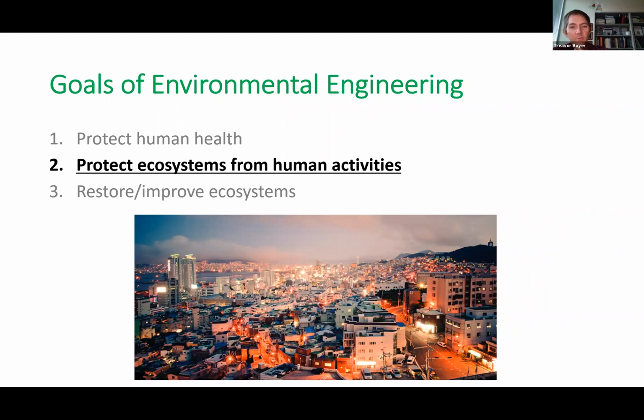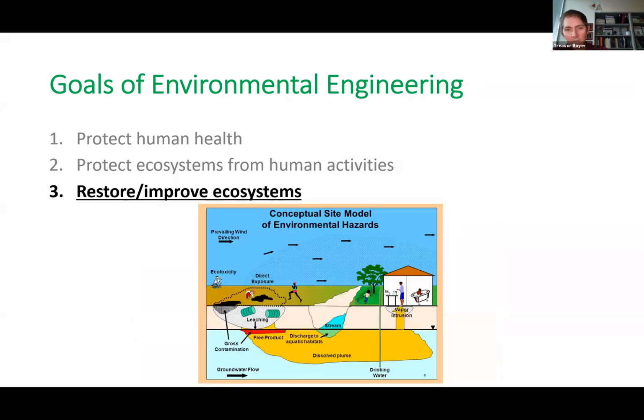We also protect ecosystems from human activities. Examples in water would be wastewater treatment. Solid and hazardous waste management is another example, where we have different systems in place to dispose of solid waste through landfills or incinerators, to recycle, and to recover valuable resources. In all of those things, we're really trying to prevent our human activities from impacting the environment. And then there's restoring and improving the environment.